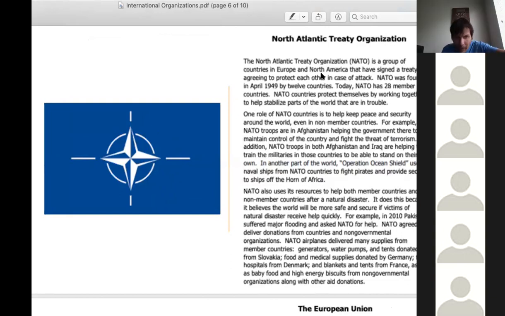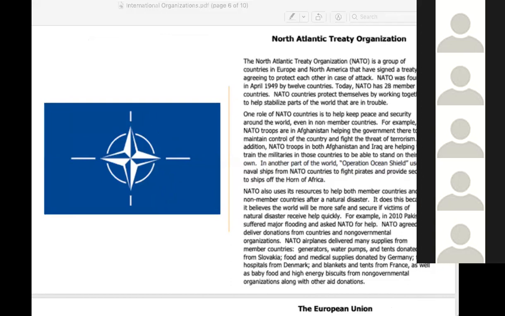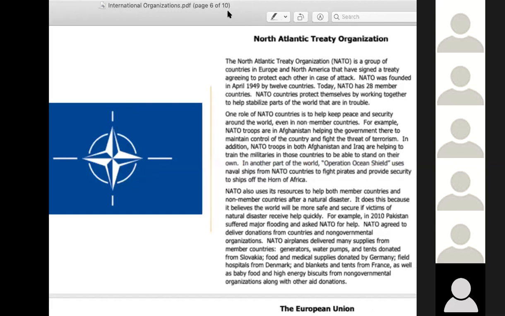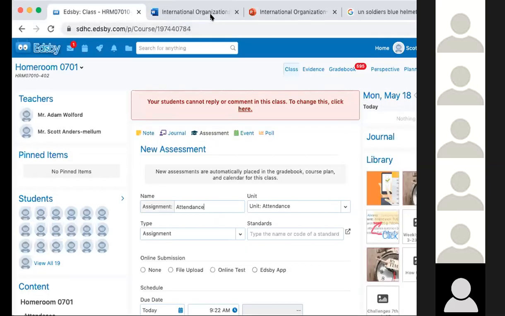The North Atlantic Treaty Organization, NATO, is a group of countries in Europe and North America that have signed a treaty agreeing to protect each other in case of attack. NATO was founded in April 1949 by 12 countries. Today, NATO has 28 member countries. NATO's countries protect themselves by working together to help stabilize parts of the world that are in trouble. All right, so right off the bat, did we get a couple of answers? Yeah. Okay, so let's go to our notes.